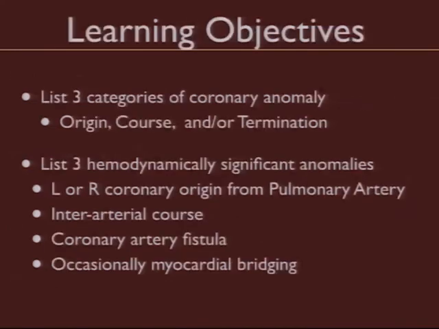left-to-right shunting of blood. So we've talked about the coronary anomaly categories, and as I mentioned, oftentimes it's a combination of these. And then the hemodynamically significant ones: anytime they connect to the pulmonary artery, the left coronary system in particular going intra-arterial, fistulas, and then rarely or occasionally myocardial bridges.